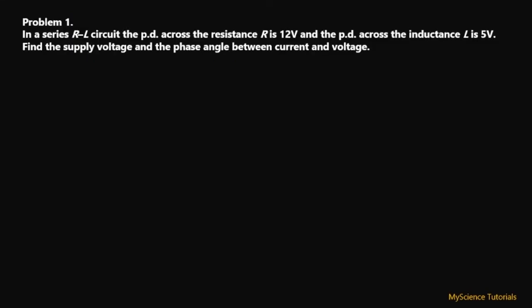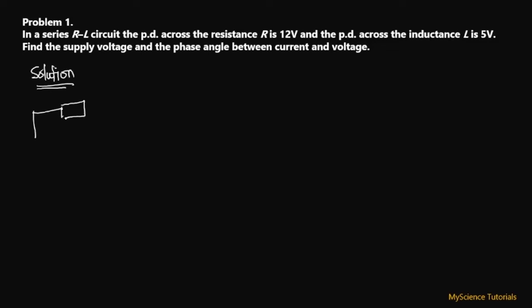So problem number 1: in a series RL circuit, the potential difference across the resistor R is 12 volts and the potential difference across the inductor L is 5 volts. We are to find the supply voltage and the phase angle between the current and the voltage. So this is pretty easy. For us to enhance our understanding, let me draw this particular circuit.